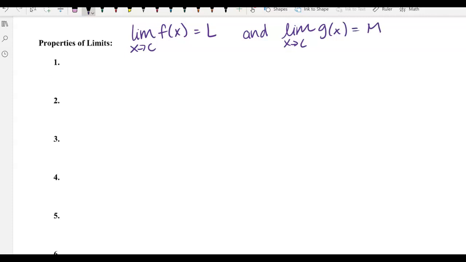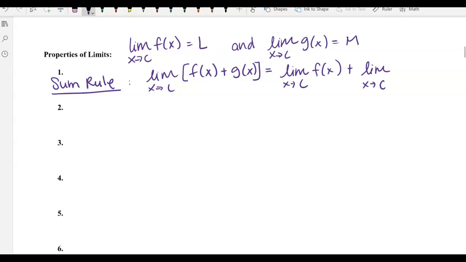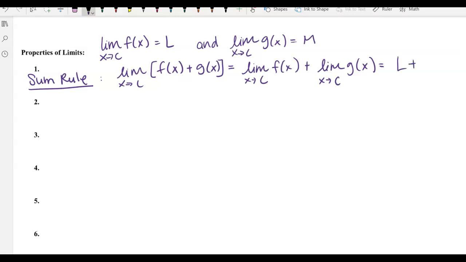So property number 1 says you could actually add them, so the sum rule. So if we said find the limit as x approaches c of 2 functions when they add together. Sometimes that's a bit more difficult to do. So normally, if it's easier to break it up, then break it up, and that should give us the same answer. Okay, so when we have a summation of 2 functions, we can break it up and get the limit independently and then add them together at the end. That will give us the same answer.